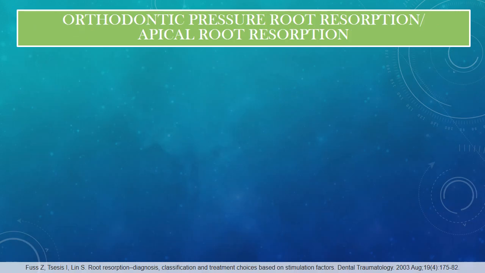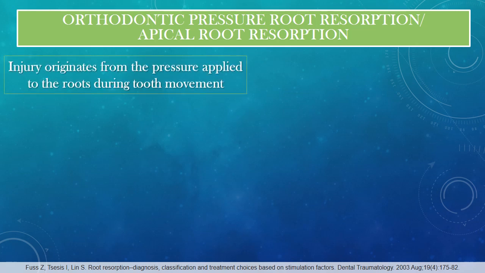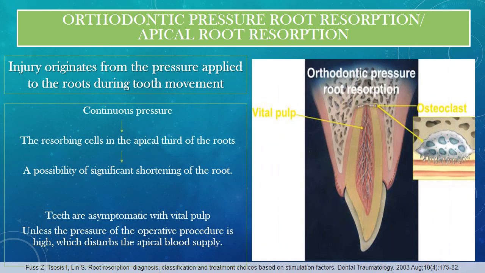Coming to orthodontic pressure root resorption or apical root resorption. One complication of orthodontic treatment is apical root resorption with injury originating from the pressure applied to the roots during tooth movement. Continuous pressure stimulates the resorbing cells in the apical third of the roots, with a possibility of significant shortening of the root. The teeth are basically asymptomatic, and the pulp is usually vital unless the pressure of the operative procedure is high, which disturbs the apical blood supply.